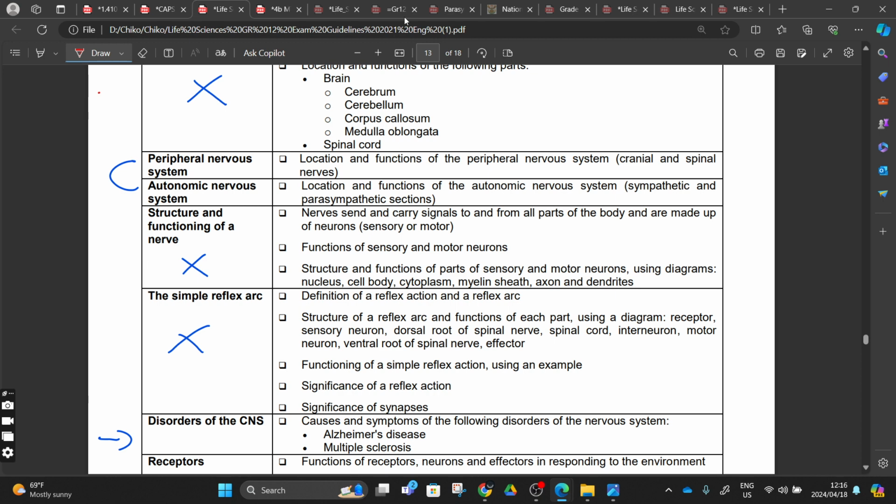Let's come to our class here. We have the peripheral nervous system. Today we are learning this. I did the marks yesterday, if you still remember, and we said that on Friday we are going to do the disorders of the central nervous system. But today we are dealing with the peripheral nervous system, its location and function, same as our CAPS. And we also have to know that there's a difference between the cranial and the spinal nerves, right?